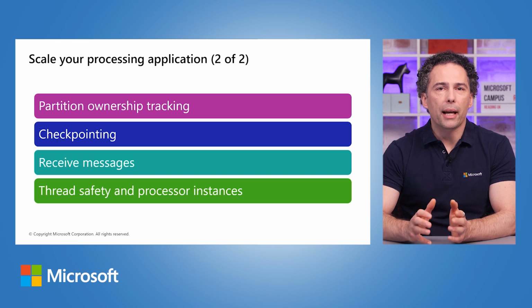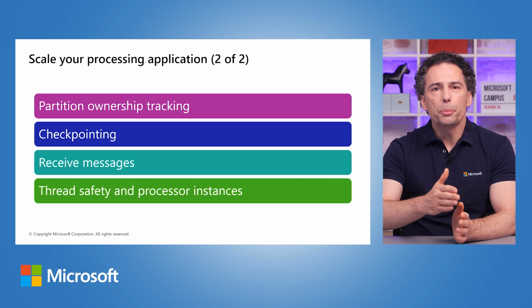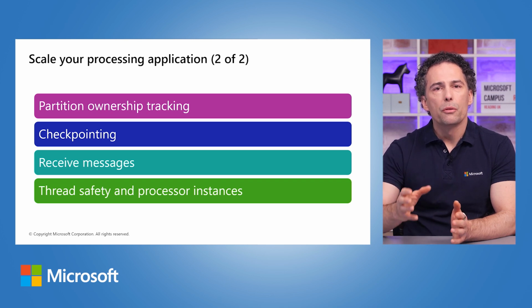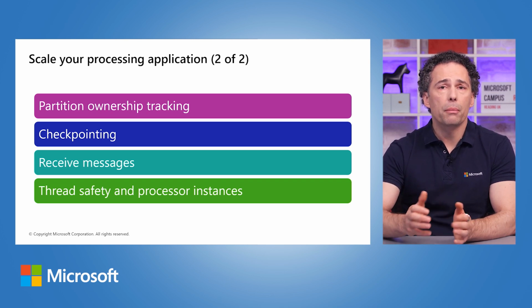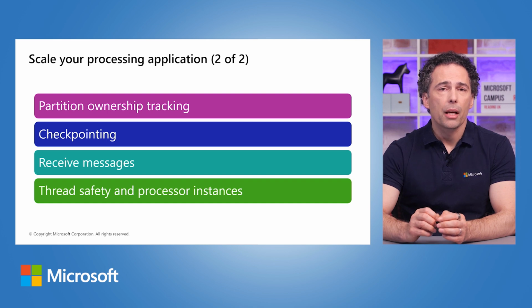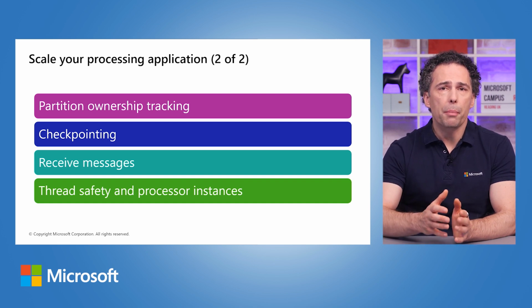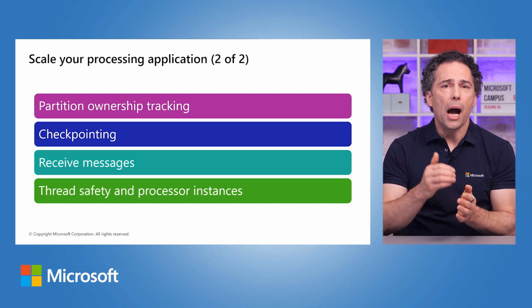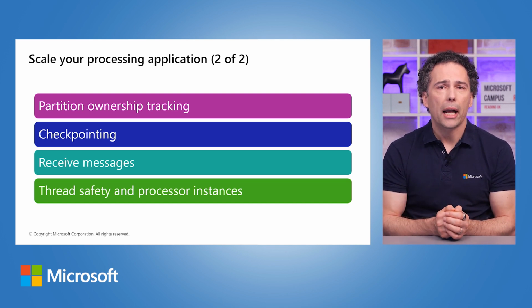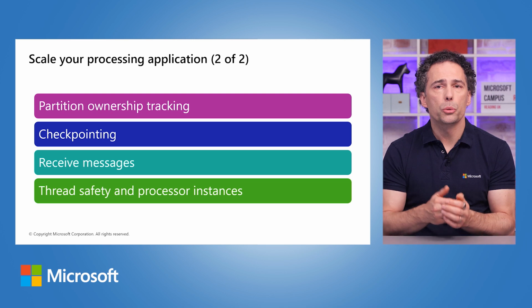Partition ownership tracking. This is a mechanism that allows event processors to distribute and balance the work of reading from Event Hub partitions among themselves. Each processor claims ownership of some partitions by updating a checkpoint store and communicates with other processors to adjust the load.